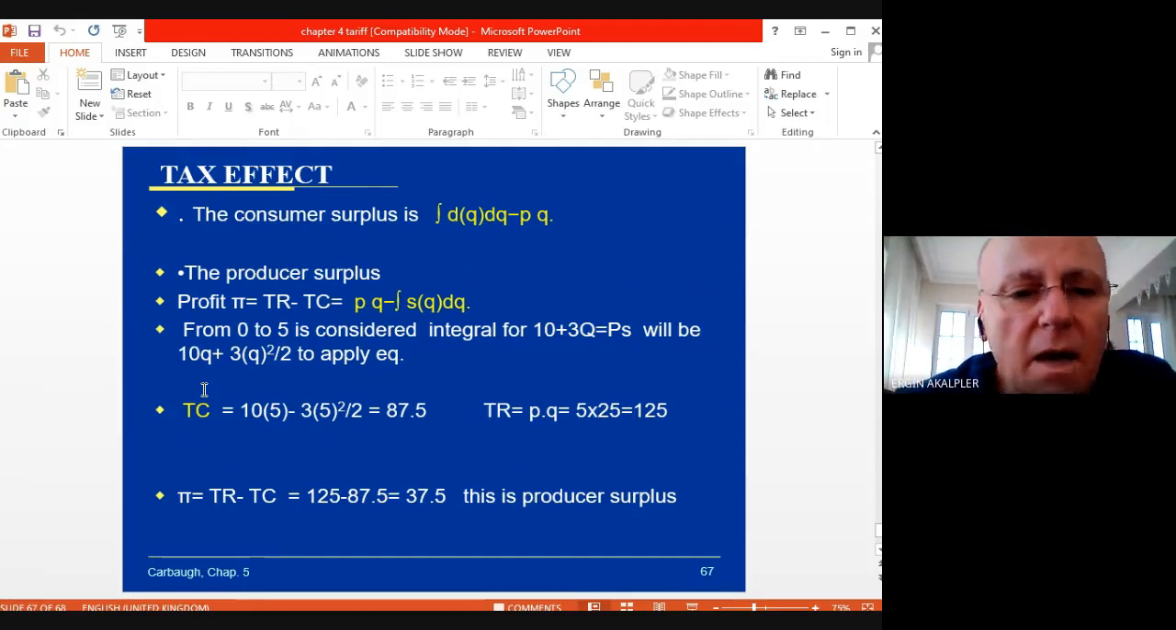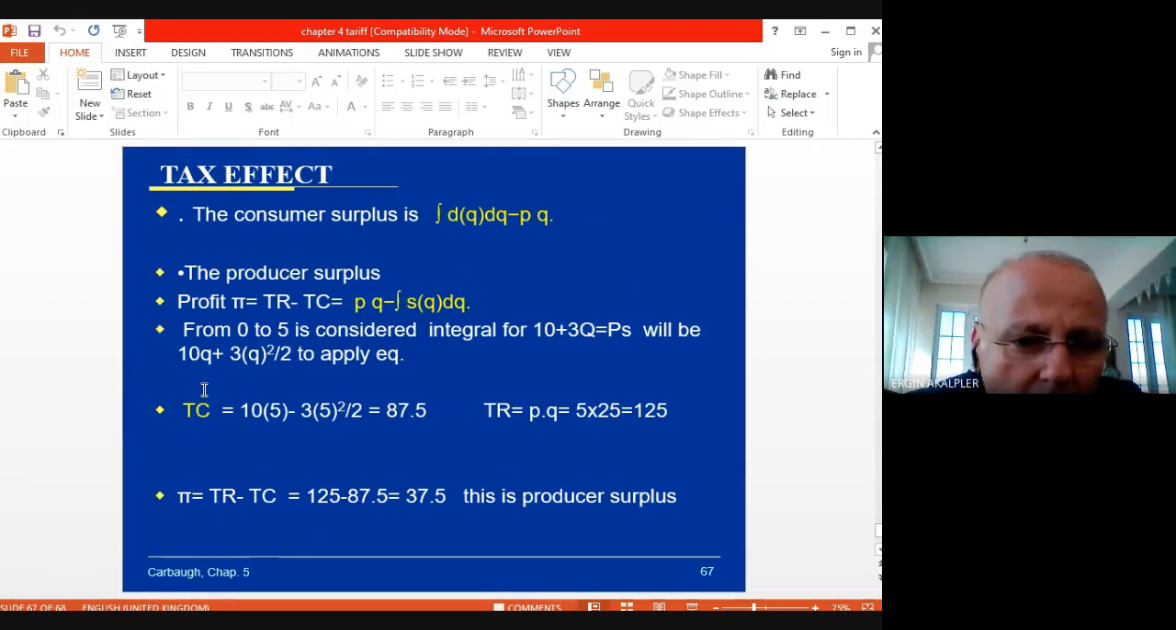production effect. Now we have again the consumer surplus and producer surplus from this equation. After getting the integration of this equation, we have 10Q: 10 plus 3Q is equal to PS, will be integrated, and 10Q plus 3Q square over 2 is the integration. Then we apply to this equation where the total cost is 10 plus 5.